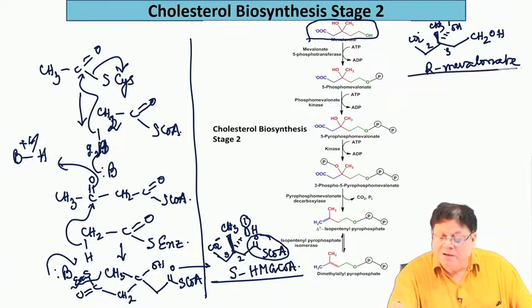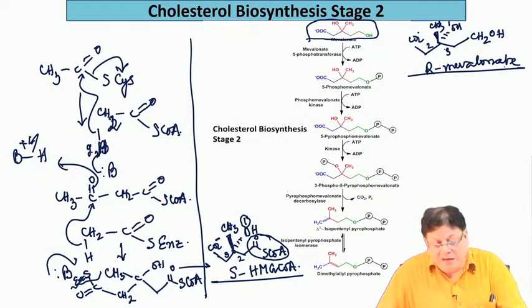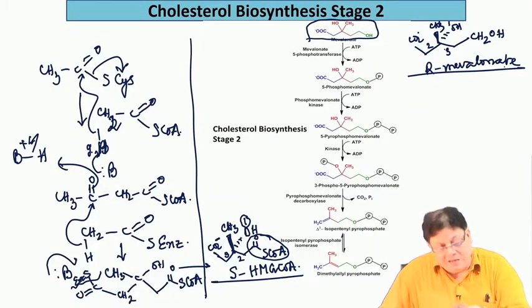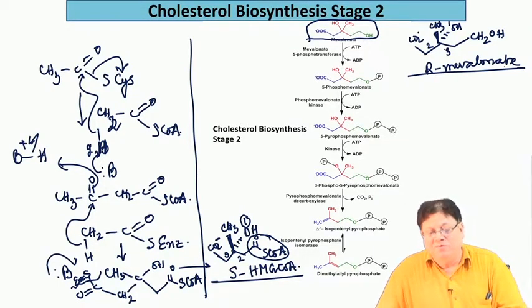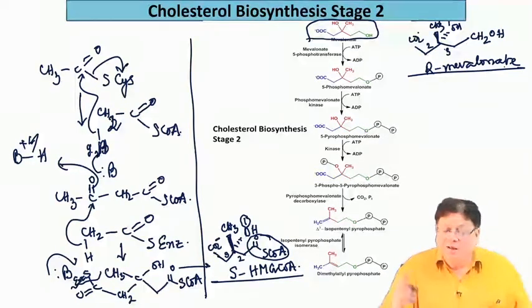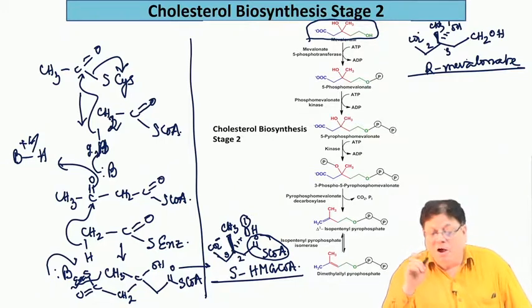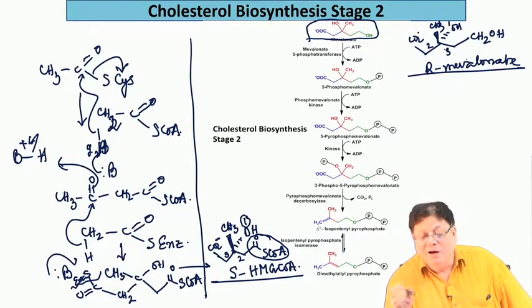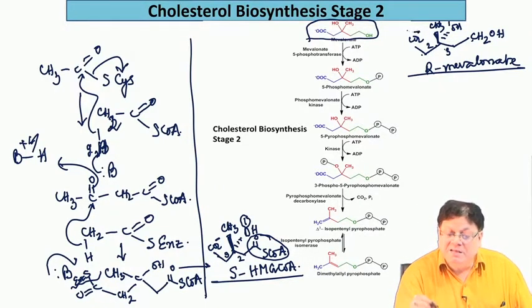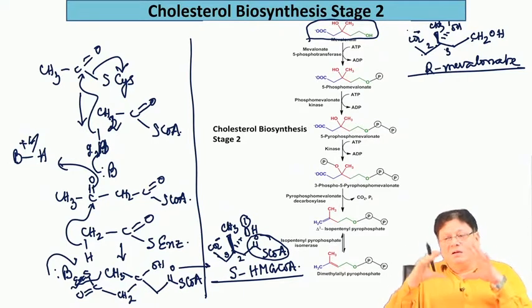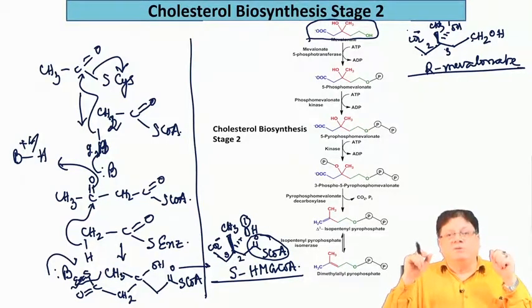So, R mevalonate, but that does not mean that HMG CoA has the opposite configuration. It has the same absolute configuration. It is just the priority sequence order that has changed. So, R mevalonate is formed. Now, what happens? How many carbons is this? If you count there, 1, 2, 3, 4, 5, 6, but still this is not that C5 unit I was talking about.